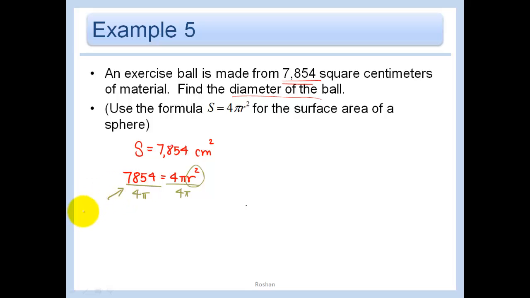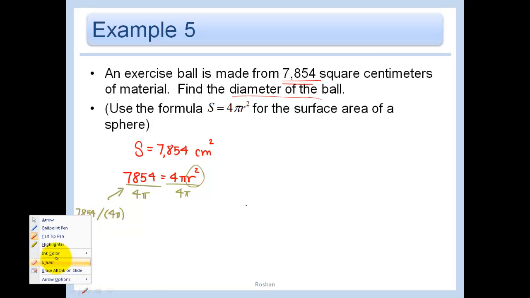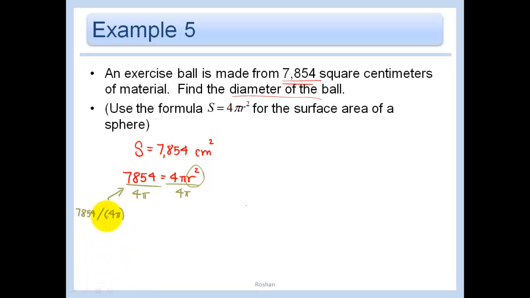So in my calculator here, I'm going to type 7,854 divided by, and then I'm going to put parentheses, 4 pi. Do not forget those parentheses, otherwise you will get the wrong answer because your calculator automatically does order of operation. So it's so important that you put those parentheses. So I get 625.0015 on my calculator, and that is going to be equal to r squared because I divided by the 4 pi. And now I need to take the root of both sides.